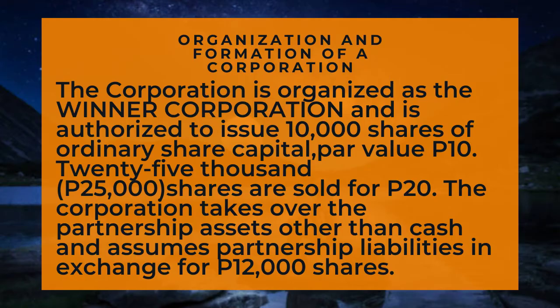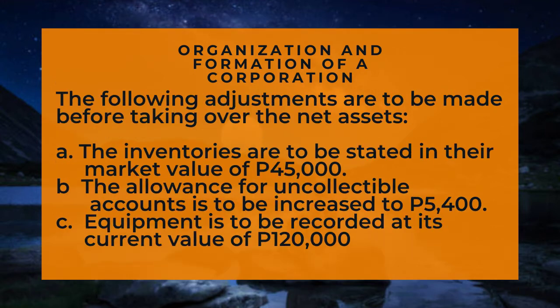202,500 pesos. The corporation is organized as the Winner Corporation and authorized to issue 10,000 shares of ordinary capital, par value of 10 pesos, 25,000 shares sold for 20 pesos. The corporation takes over the partnership assets other than cash and assumes partnership liabilities in exchange for 12,000 shares. The following adjustments are to be made before taking over the net assets.